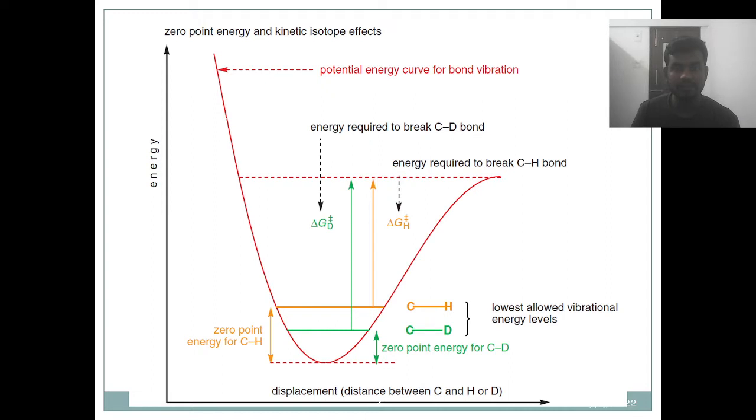So we have a background now. Now, what happens when it goes through a transition state? In any reaction, there will be one path for CH and another path for CD.